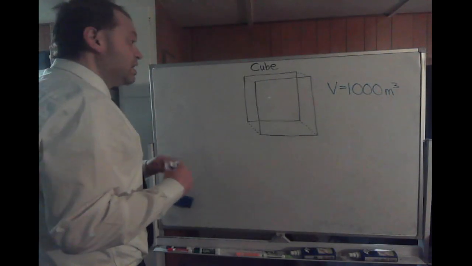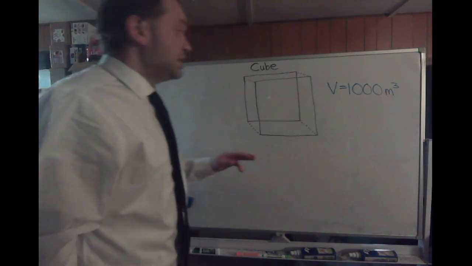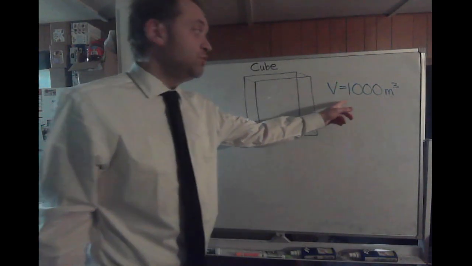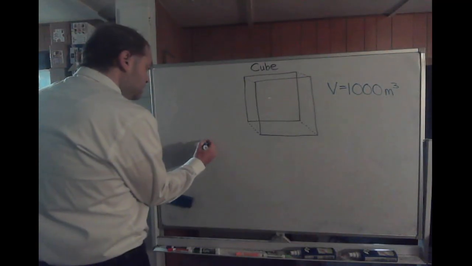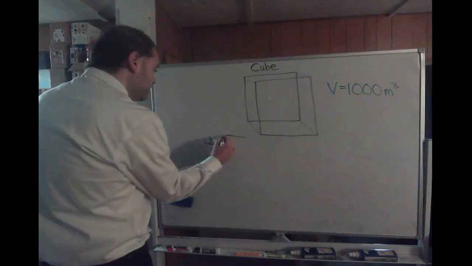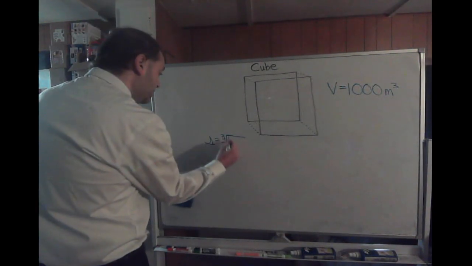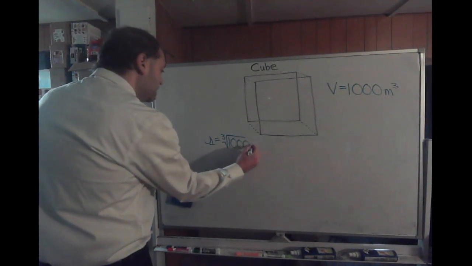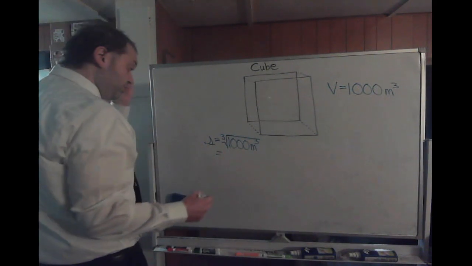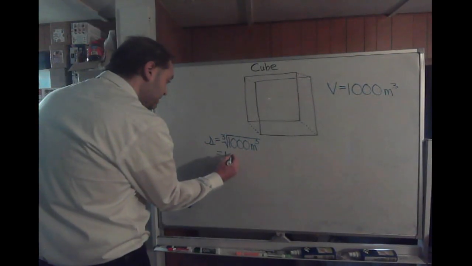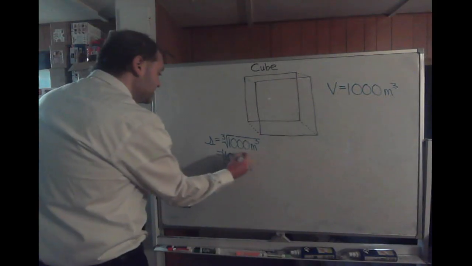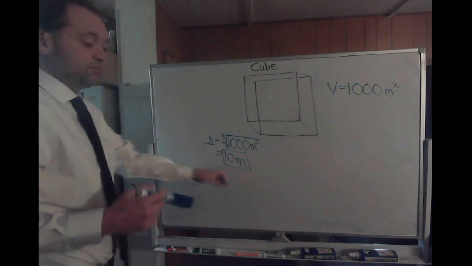So if the volume is a side to the third power, that means a side is the cube root of the volume. So the length of a side is going to be equal to the cube root of 1,000 meters cubed, which the cube root of 1,000 is going to be 10, and then the cube root of meters cubed is meters. So the length of a side of this cube is 10 meters.